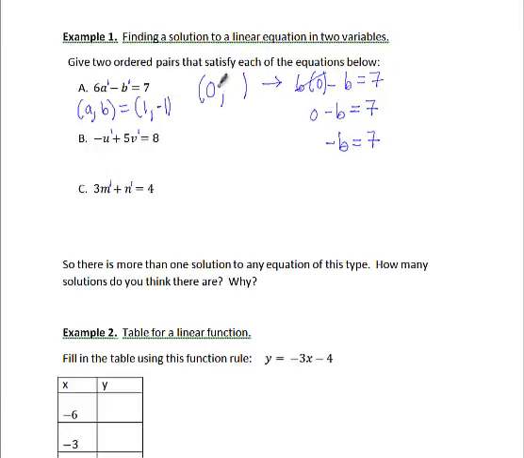So once you pick one number for a particular variable, you're only going to have one variable left in the equation, and we spent a lot of time in previous chapters figuring out how to solve for that one missing variable. And that's what we're doing now. We have negative b equals 7, so b would be equal to negative 7. So here is one more solution. We found one solution, 1, negative 1, and now we found a second solution, 0, negative 7.